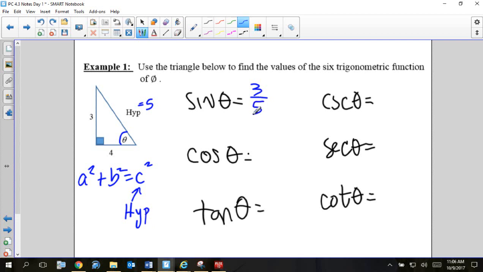Cosine would be adjacent, so touching the angle but not the hypotenuse, over the hypotenuse. And then tangent is opposite over adjacent. So I have those memorized, the sine, cosine, tangent. I don't have what cosecant, secant, and cotangent are memorized. Like I don't know what's over what. I mean, I can figure it out, but all I do is find these three and then just flip, reciprocate these.